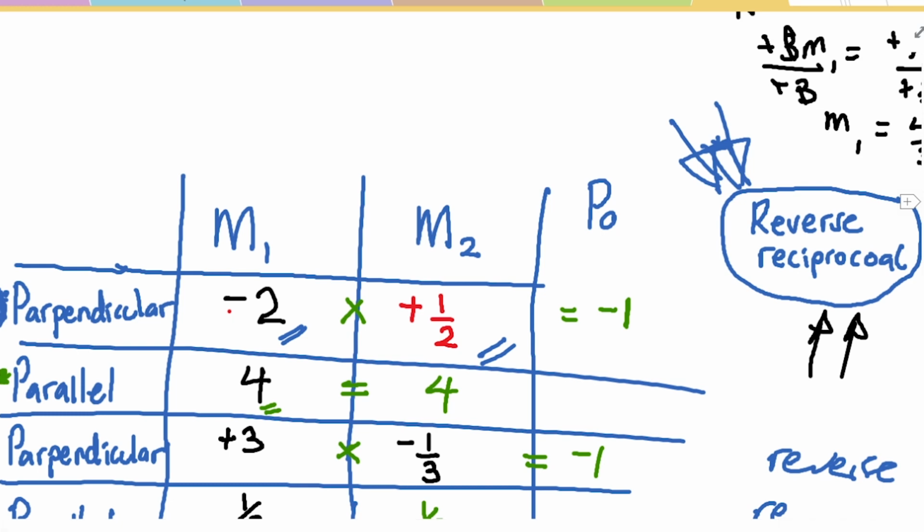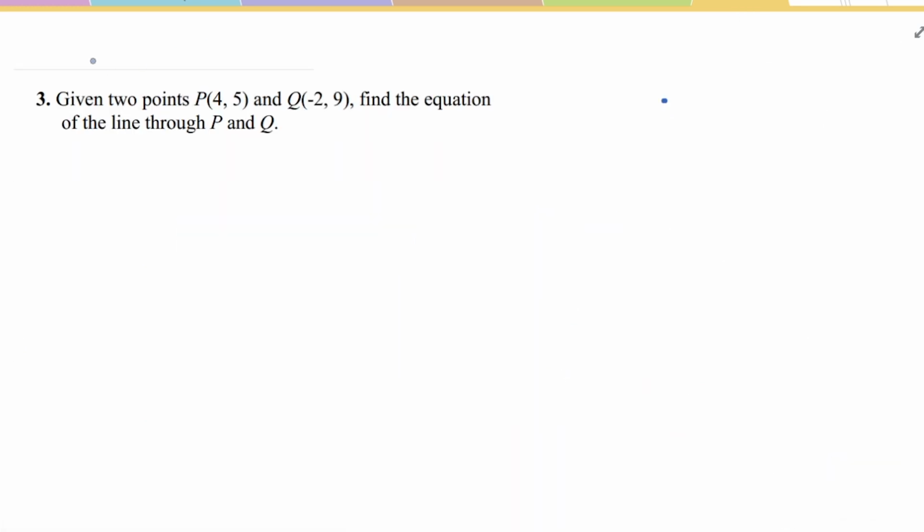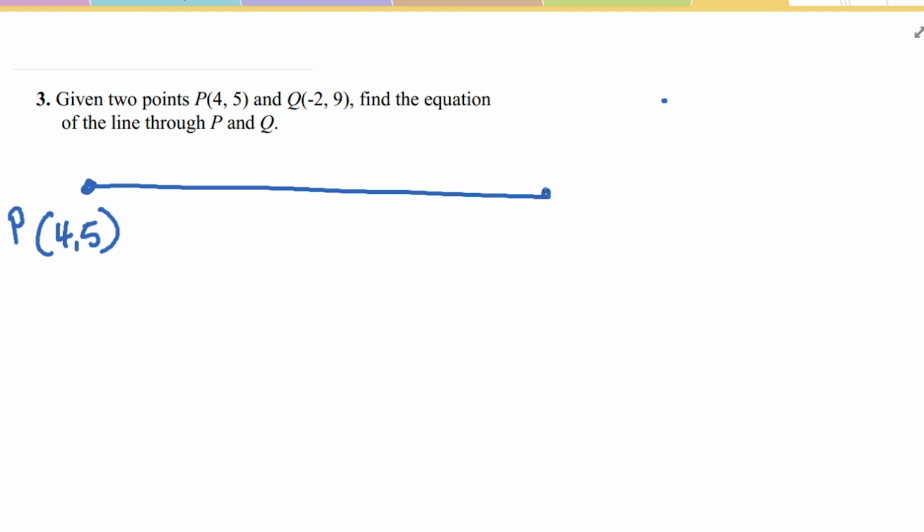Let's move on to the next number. So we have 2 points here, point P and point Q. Point P is (4, 5) and point Q is (-2, 9). Find the equation of the line passing through P and Q. There are two ways of doing this question. I'm going to do both of them. Okay, so let's do the first way. We know that y is given by mx plus c. That's the equation of the line.